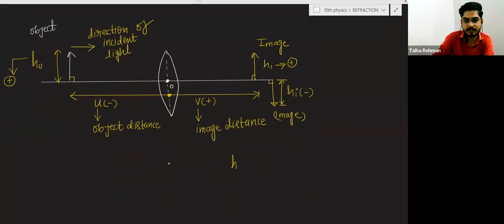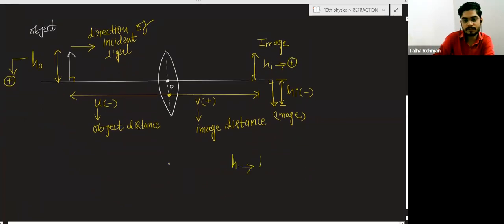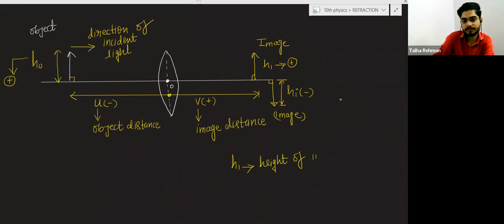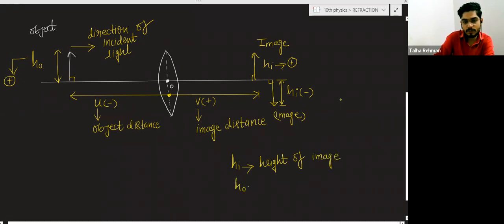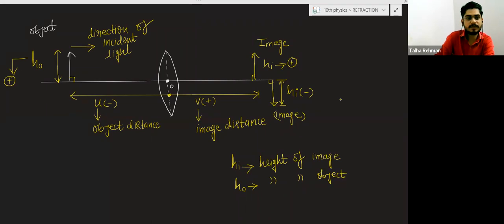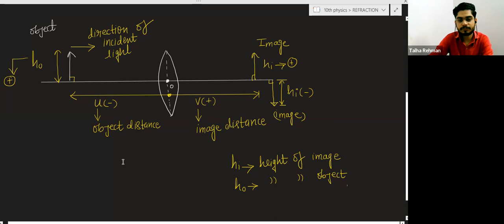So HI means height of image. HO means height of object. Just note it down.